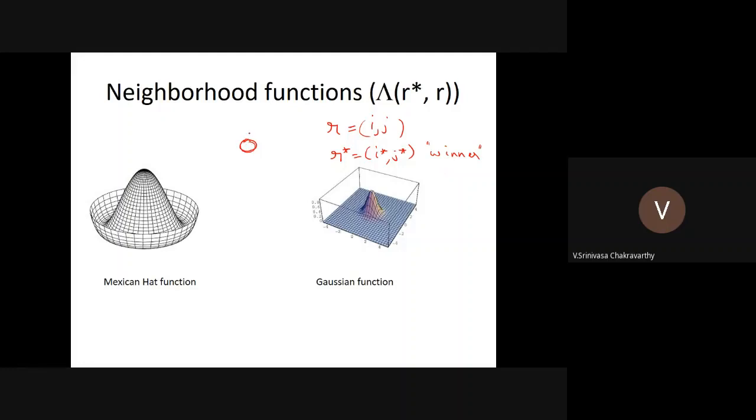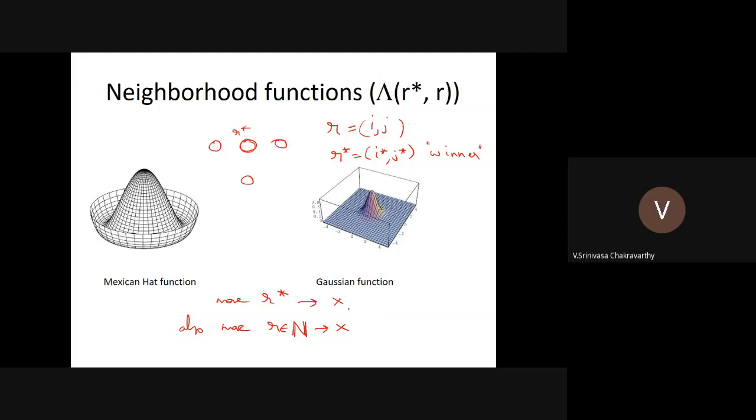So if this r star is my winner neuron, I take this bunch of other neurons. So move r star towards the input vector x, and also move r where r is in the neighborhood of the winner. I'll call this, okay, some special symbol which indicates neighborhood. Move that also towards x.